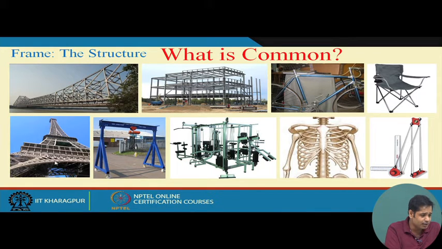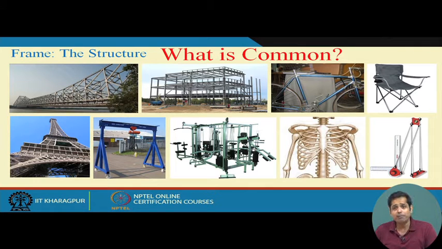For instance, this structure is a collection of all these skeletal members. This structure is also a collection of these members. This human skeleton is also a collection of these ribs and bones. This is a collection of these rods, and this angle. The cycle is also a collection of these rods. All are individually slender members. So the common thing between all these structures is that they are essentially a collection of several skeletal members.